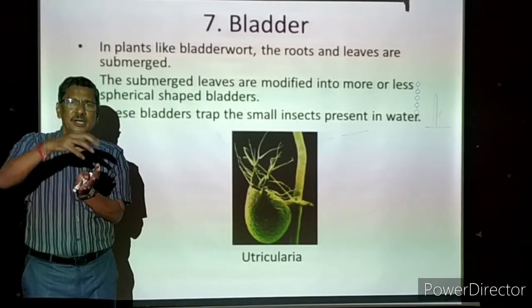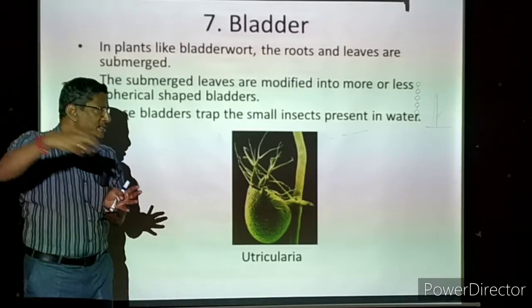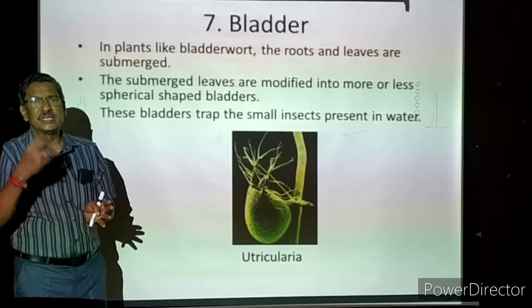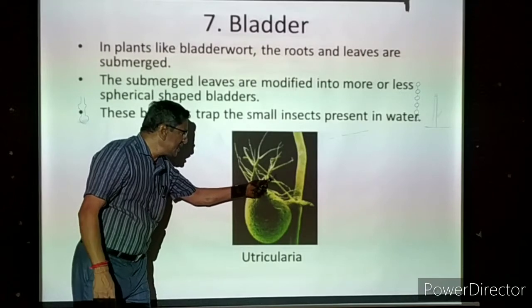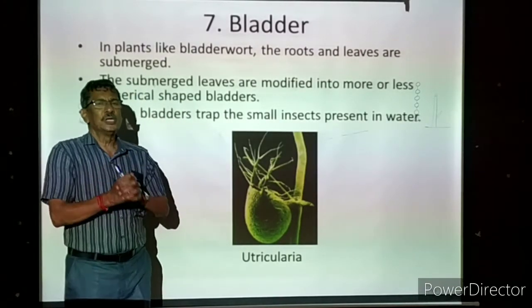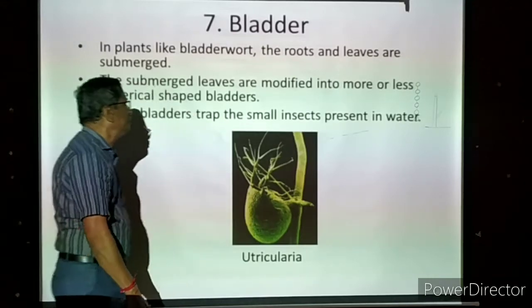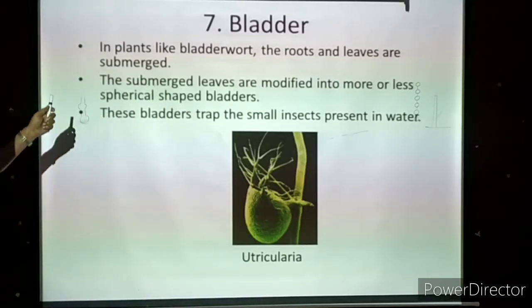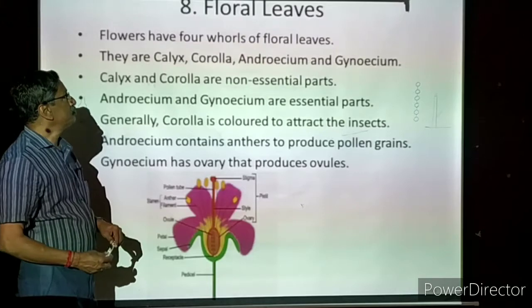Now the mouth is kept open, tentacles are there. In the water, some insects will be moving here and there, worms, insects, everything. Suppose an insect happens to enter into the bladder, the tentacles close the mouth, so it digests the insect inside. The same mechanism as the previous one. That's how we have completed bladder.